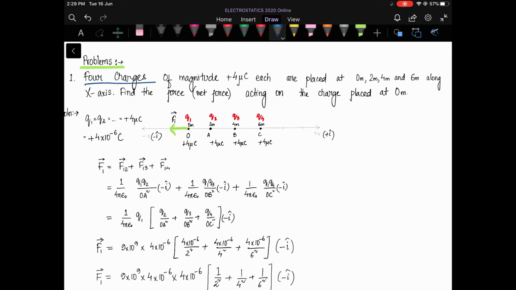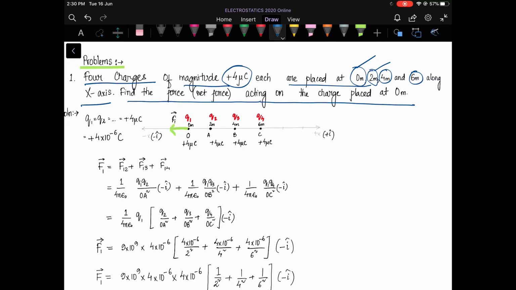Given here are 4 charges of magnitude 4 microcoulombs each, placed at the 0 meter mark, 2 meter mark, 4 meter mark and 6 meter mark along the x-axis. The question is we have to find the net force acting on a charge which is placed at the 0 meter mark.